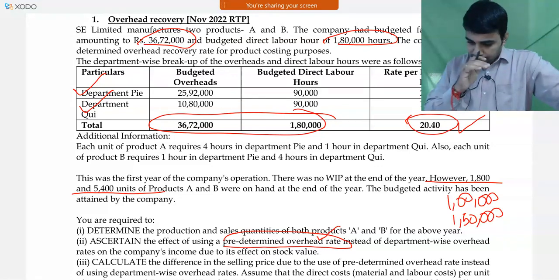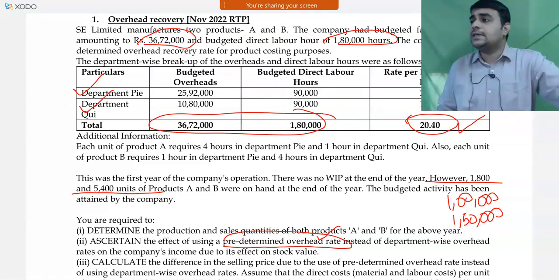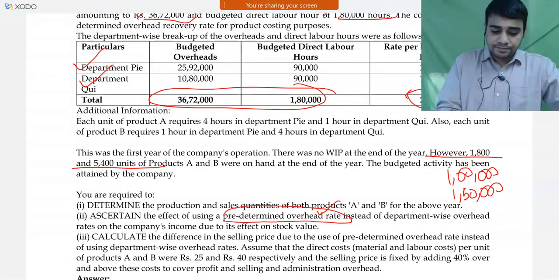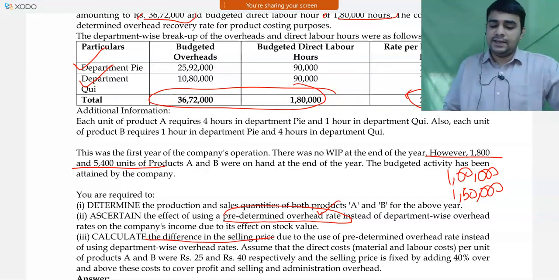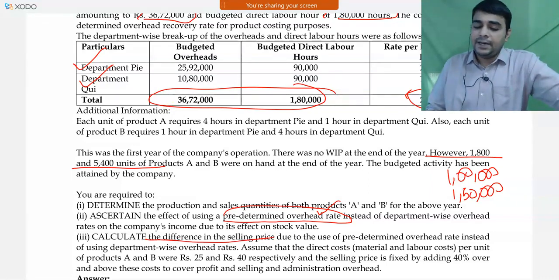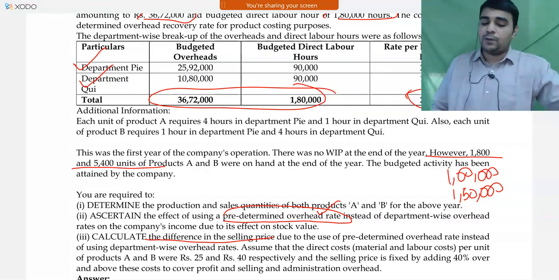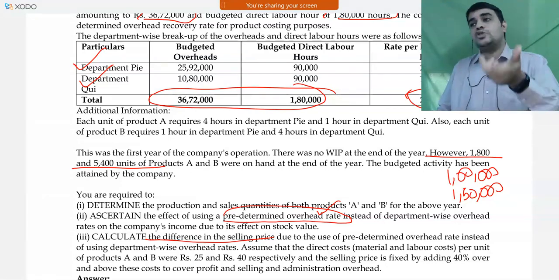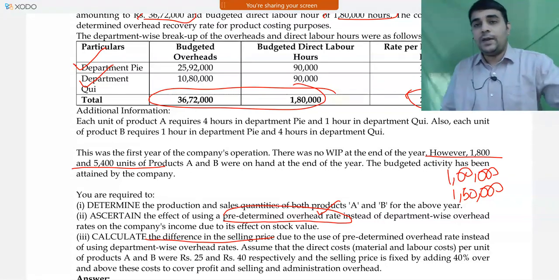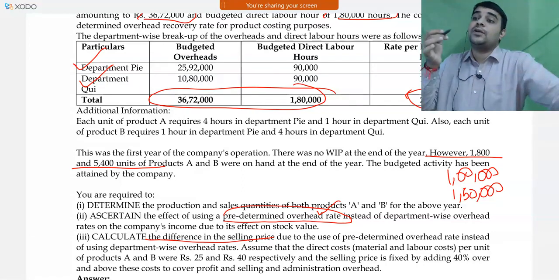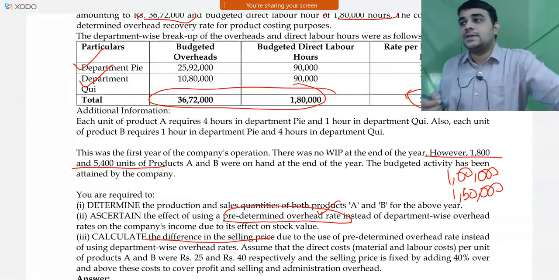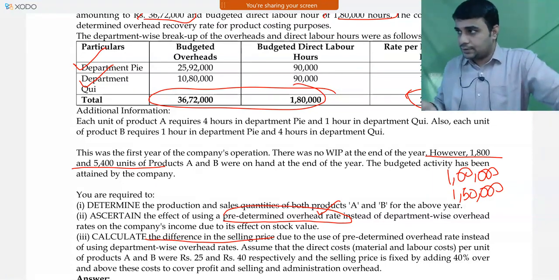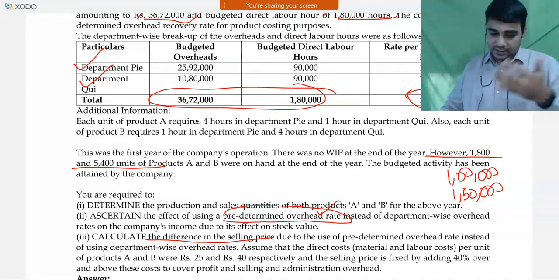Here they are saying the company has followed a single recovery rate. What is the effect on the profit? Also, what is the difference in the selling price due to using a predetermined overhead rate instead of department-wise overhead rate? So there will be an impact on the valuation of stock, and also an impact on selling price. Why? Because if you calculate the wrong cost per unit, you will fix a wrong selling price. Let's do part 2 and part 3 first, and then I'll come to part 1.